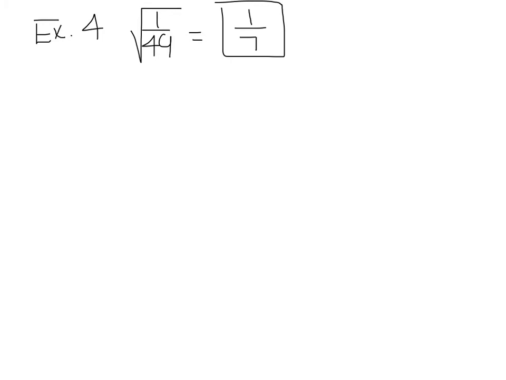And the same works for division. Sometimes the fraction will be a perfect square, like this, which will be 1 over 7. So the numerator and denominator are both perfect squares. Sometimes you have to square root it first, or divide it first, I should say.